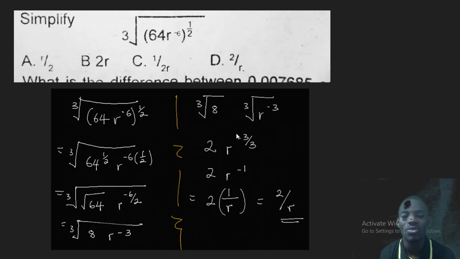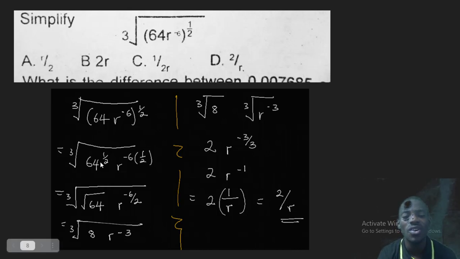The next question is a question that has to do with cube root. Okay, so now what I have here is this root, this number outside is 1 over 2, raised to the power 1 over 2. It will multiply into the bracket, and that will become 64 raised to the power 1 over 2, and r raised to the power minus 6, bracket 1 over 2. So I just shared the 1 over 2 for 64 and r, and that's just what I did here.